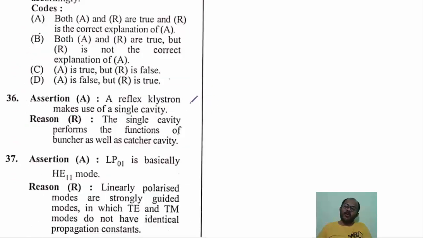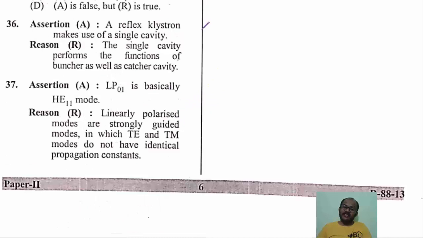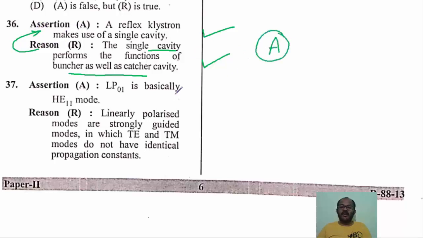Moving on to 36th question, what they have given is a reflex klystron may be used as a single cavity. It is a true statement. A single cavity performs both the actions, nothing but catcher as well as buncher. Even this statement is true. So the reason is giving the proper explanation for assertion. So I need to opt for A.